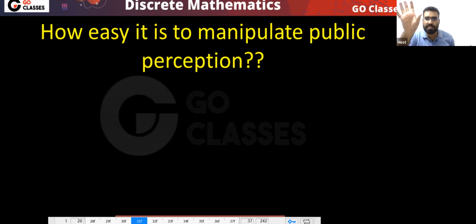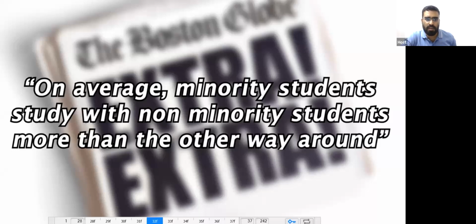For example, this is a Boston study. They found that on average, minority students study with non-minority students more than the other way around. Yes or no? Basically, what this is saying is that minority students are more friendly. This study is saying that minority people are more friendly.